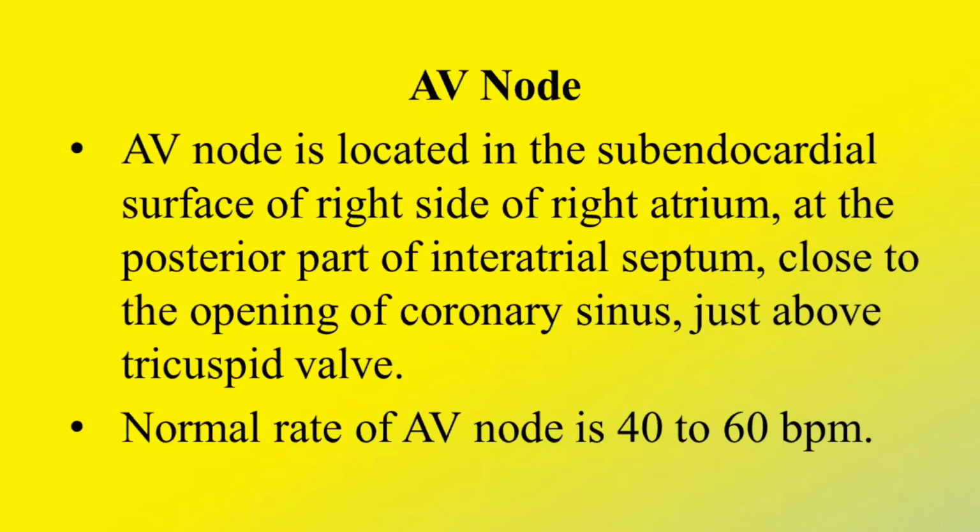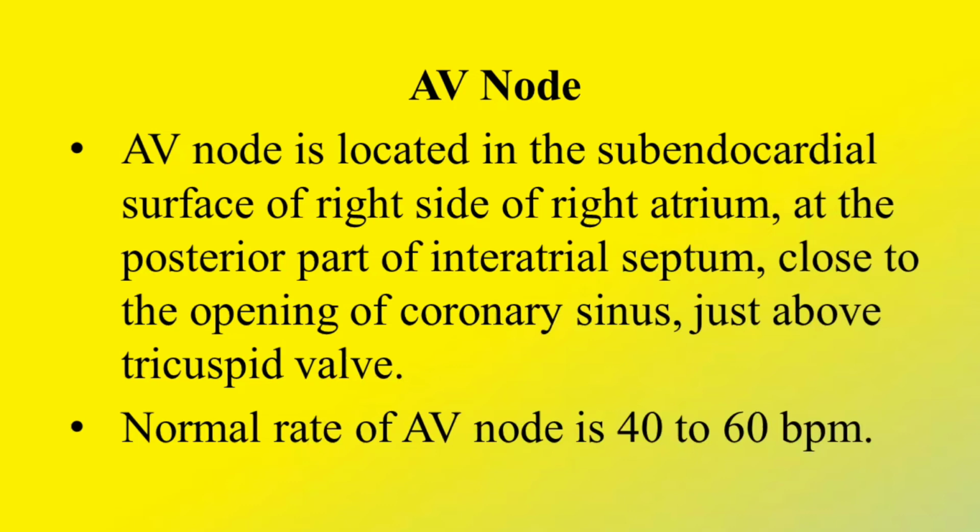Now, if sinoatrial node is blocked or the impulse transmission, that is conduction, if it is failed, what happens? This atrioventricular node can initiate cardiac impulse and perform as a pacemaker. The normal rate of atrioventricular node is about 40 to 60 beats per minute.